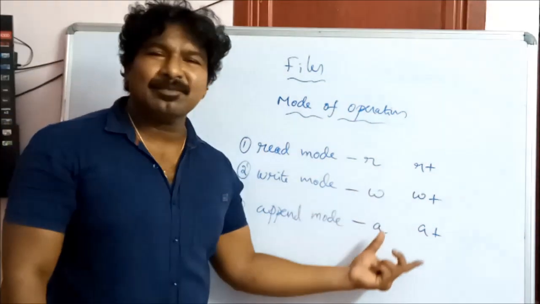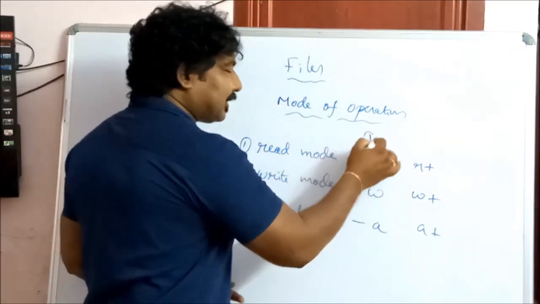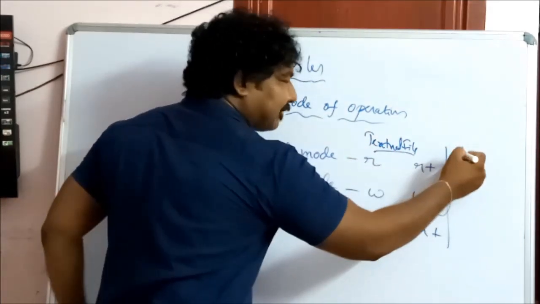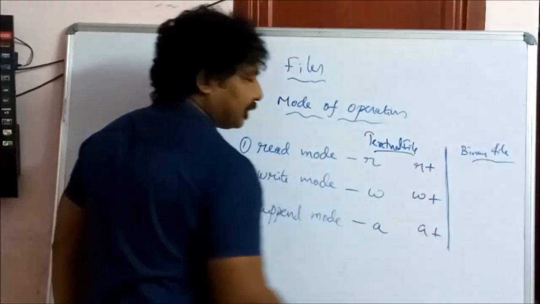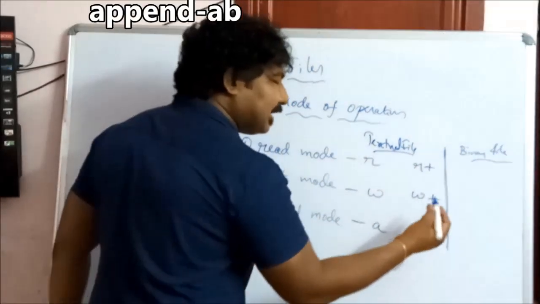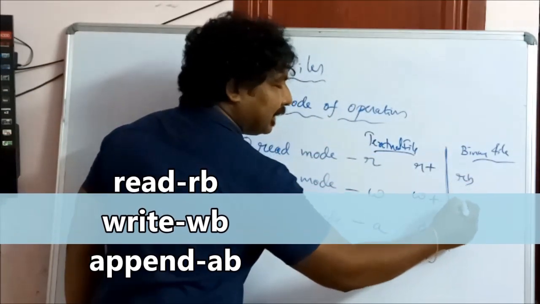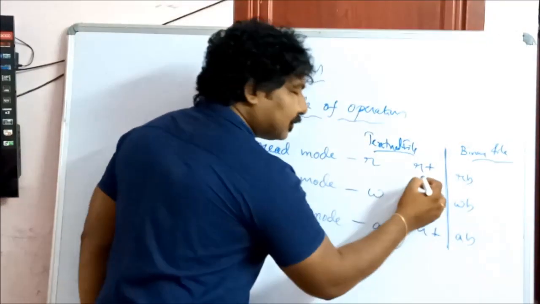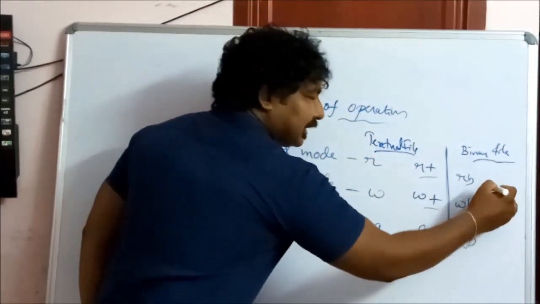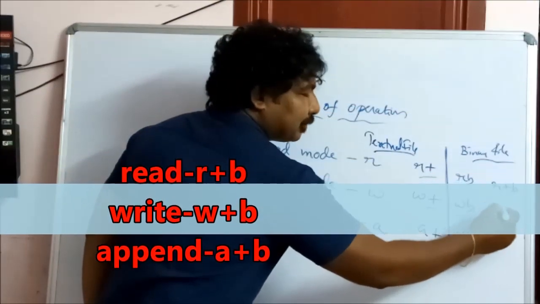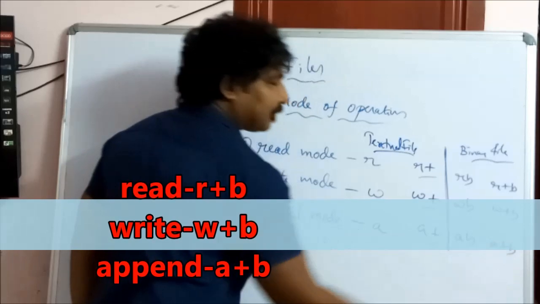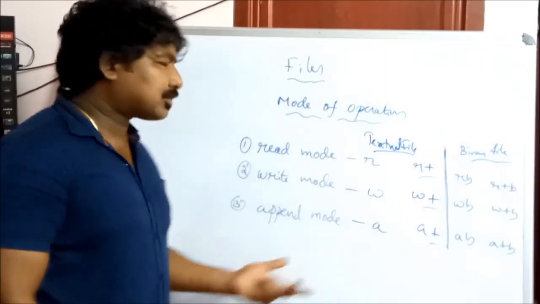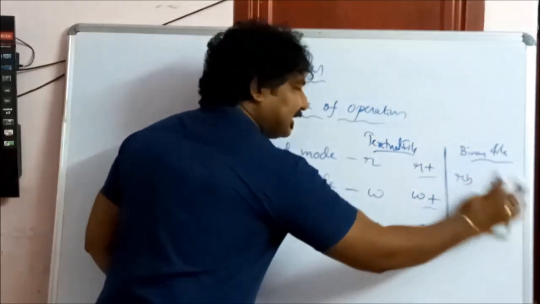All these file modes are for textual files. Now, if I am talking about binary files, these will be RB, WB and AB. This is for binary files, friends. If you want to do both reading and writing, they can be R plus B, W plus B and A plus B. Okay, friends, so this is for binary files. Most of the times we talk about textual files, so we don't see these binary files much.